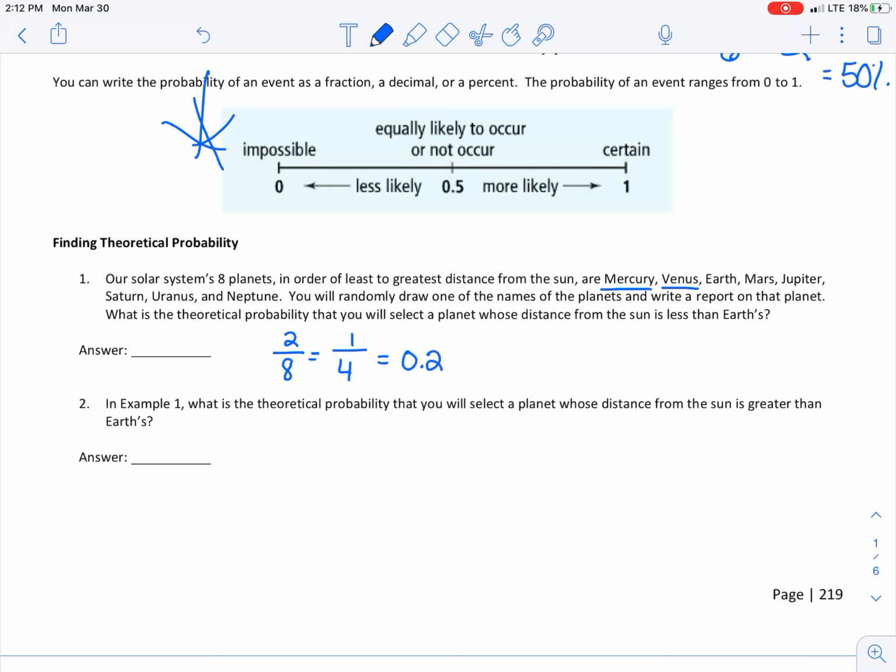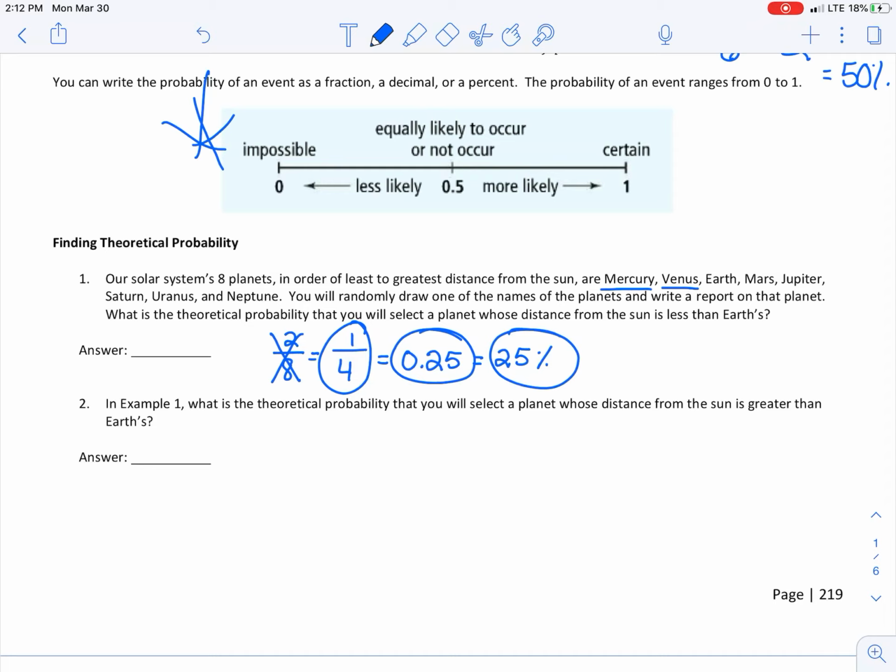Now you could also write it as a decimal, which would be 0.25. And if you multiply that by 100, you'd get a percent of 25%. So this answer, or this answer are all okay with me. I don't want 2/8 just because it is not reduced.